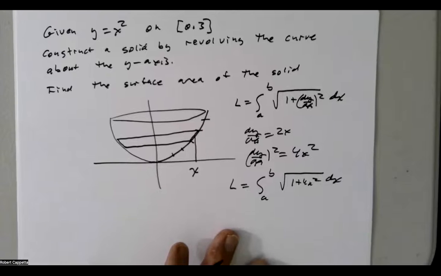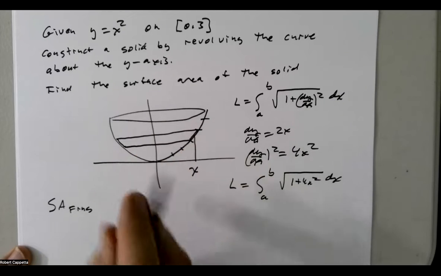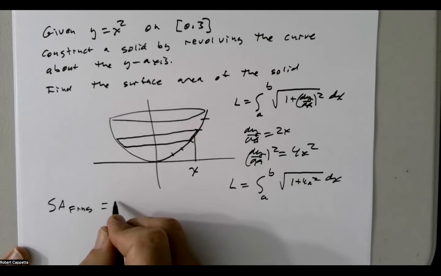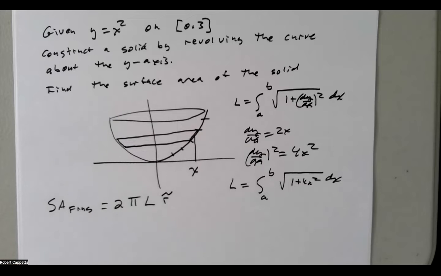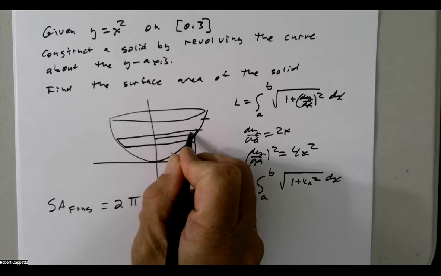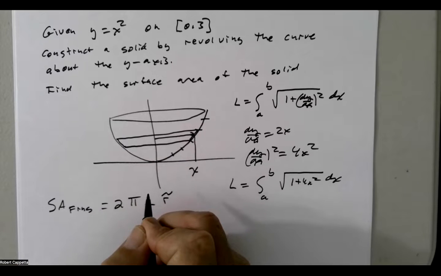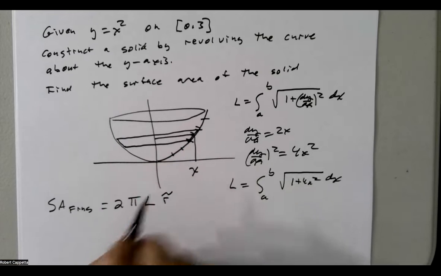Now, for our surface area of the frustum, remember these are a bunch of frustums that we're going to stack together. The formula was 2 pi L times the average radius. Well, we have L, we need to figure out what the average radius is. And this one is kind of interesting because the radius here is not f of x. The radius here, the distance from the center to the curve, is x. Do we see that? So this part here, little r is a little bit less than x. Big R is a little bit more than x.